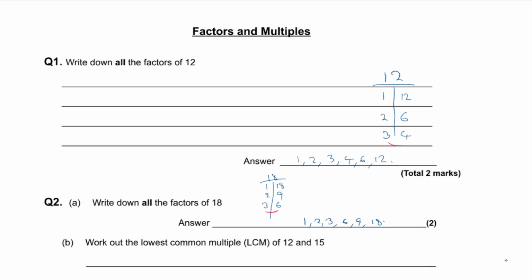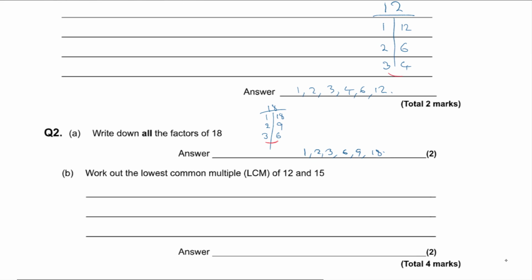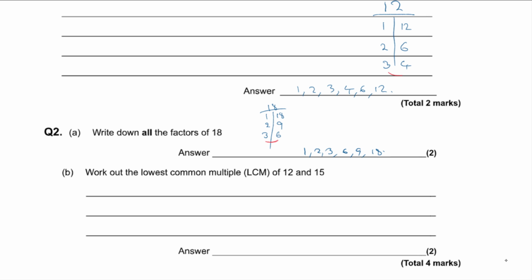Part B says work out the lowest common multiple or LCM of 12 and 15. Now there are two techniques that are useful for working out LCMs. The first one is just to list all the multiples of a number until you reach one that they have in common. So if you think about 12, the multiples of 12 are going to be 12, 24, 36, 48 and 60, and for 15 it's going to be 15, 30, 45 and 60.